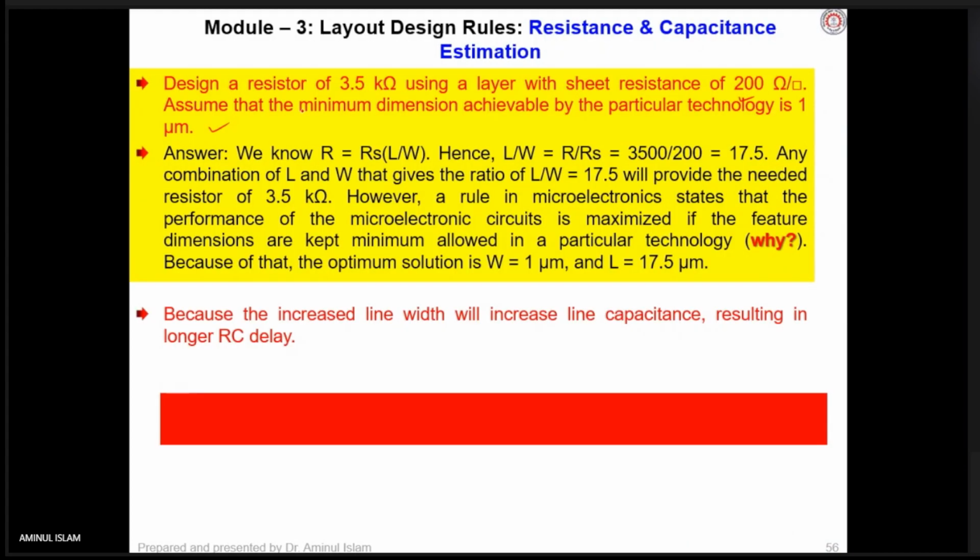Design a resistor of 3.5 kilo ohm using a layer with sheet resistance of 200 ohm per square. So R sheet is given here, and the resistance value is given here. You have to design the resistor, how long it will be and how wide. Assume that the minimum dimension achievable by a particular technology is 1 micrometer. With this information, you have to design it. I think you'll be able to do it.